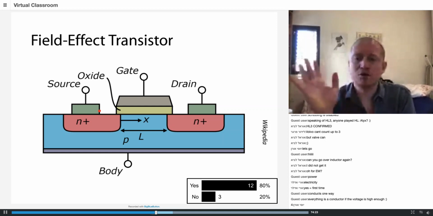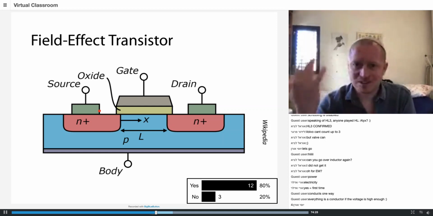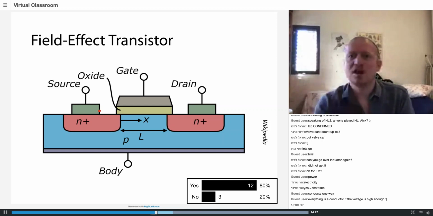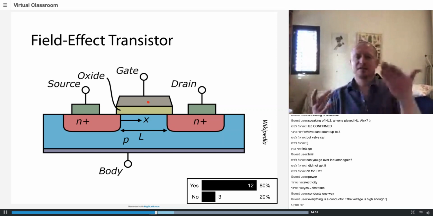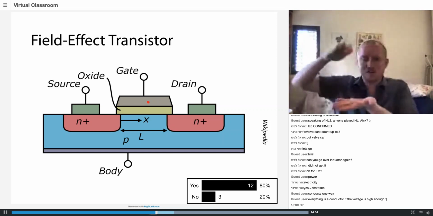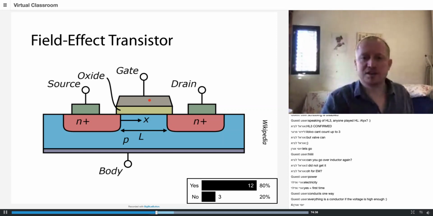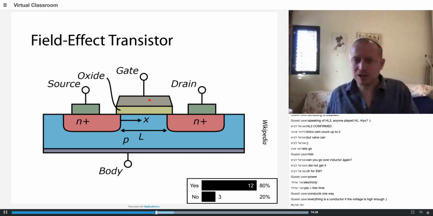But if I want to change the status of this transistor, I am going to put a lot of electrons inside this gate. How to do it? I just apply an electrical field. So I put a lot of electrons here.